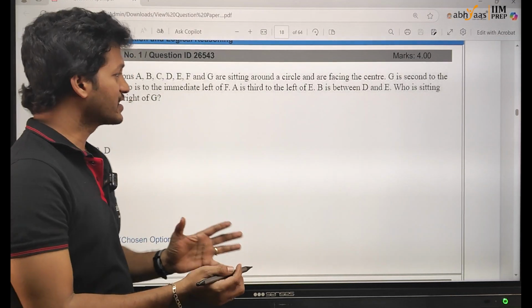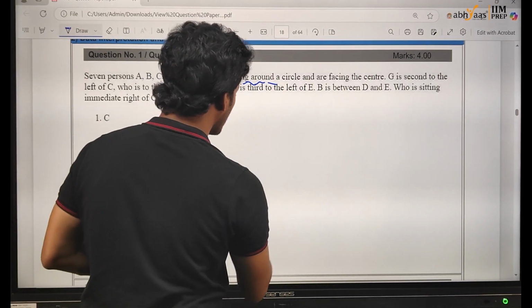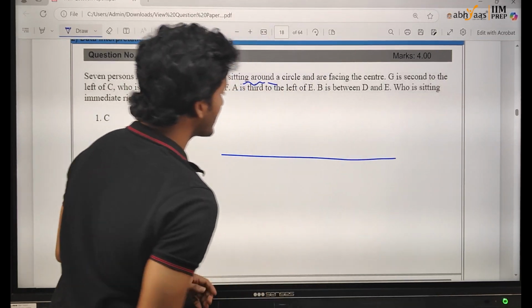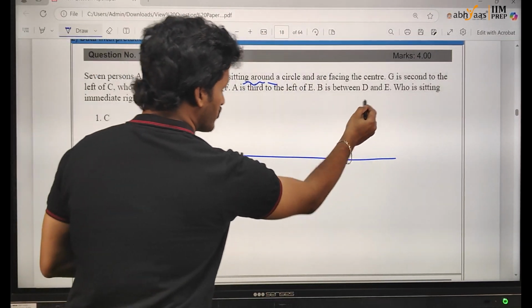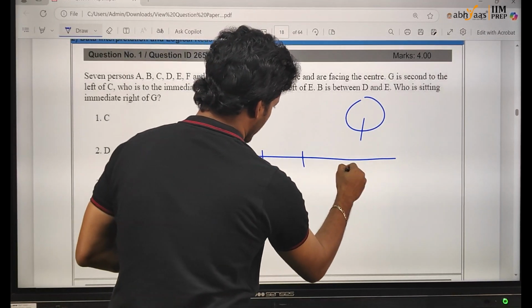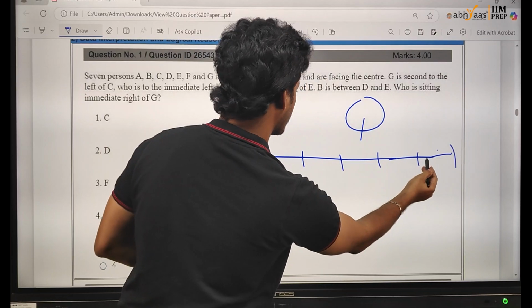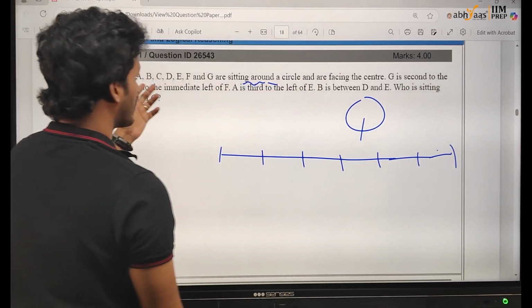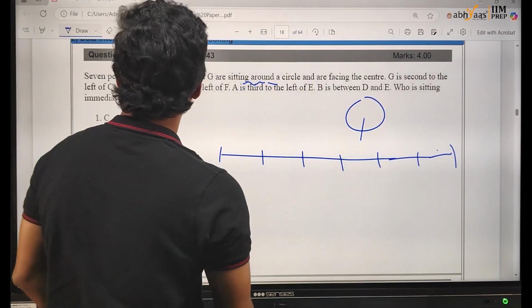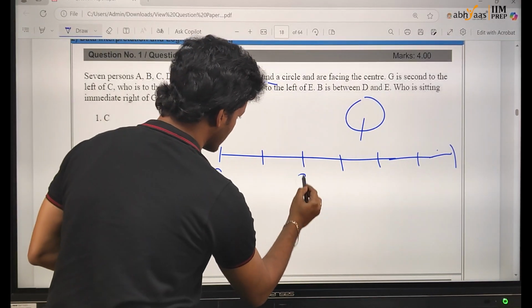So one of the shortcuts is, whenever they have given any circle arrangement, you can take it as a linear arrangement only. That means we are cutting the circle at a point. We can take any point. 1, 2, 3, 4, 5, 6 and 7. Yes, 7 persons sitting in a circle. G is second to the left of C. So now you can place G here. Second to left of C means C is sitting here.